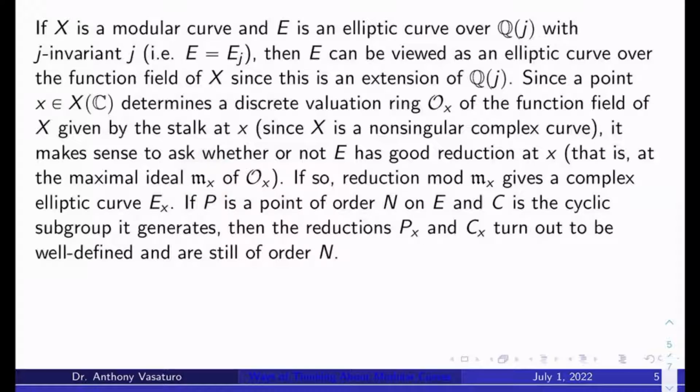Okay. So, if E does have good reduction mod this maximal ideal m sub x, or we'll just say if E has good reduction at x, where x is a point in my modular curve, reduction mod m_x gives a complex elliptic curve, which we'll call E sub x. That's what it means to have good reduction. You reduce mod something, you get another elliptic curve. If P is a point of order n on E and C is the cyclic subgroup it generates, so if C is bracket P, then the reductions P sub x and C sub x turn out to be well defined and they're still of order n. So I still get an order n point and I still get a cyclic subgroup of order n.